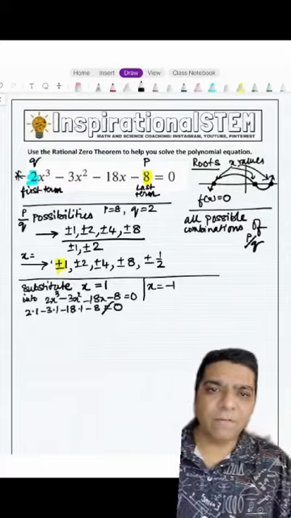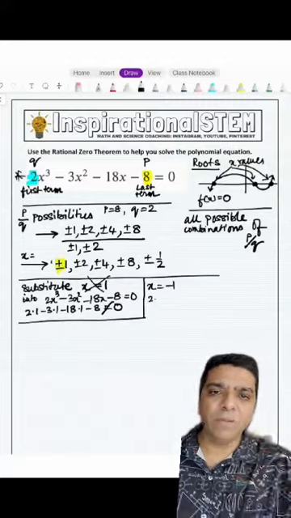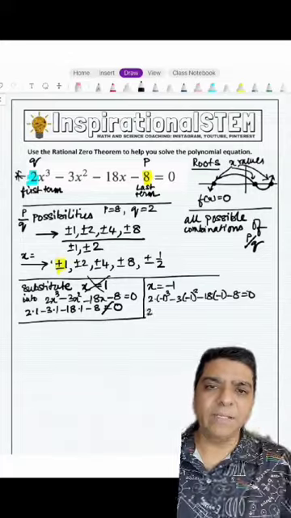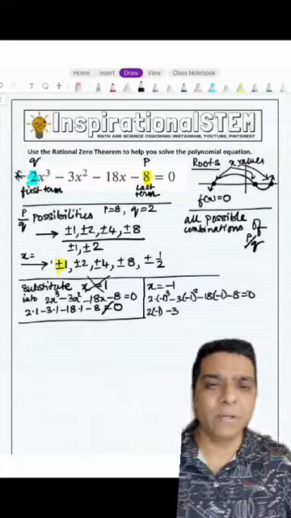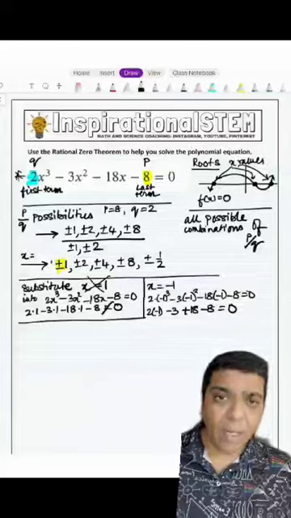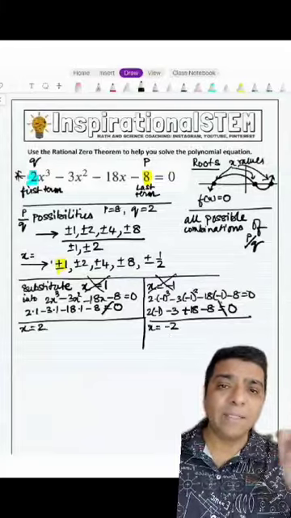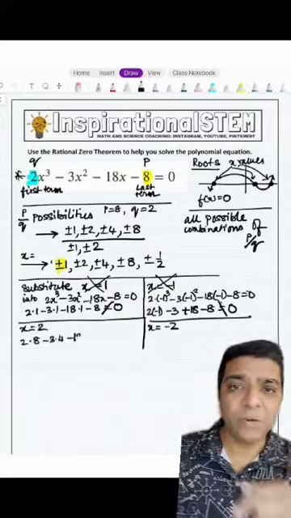So let's start with the very first one, x equals 1. What we're going to do is substitute back into our polynomial and see if that equals 0. So x equals 1 does not equal 0. Let's try x equals -1. And when we try -1, that also does not equal 0. So we basically substitute in the original polynomial.